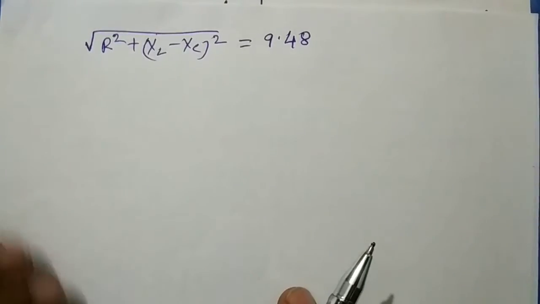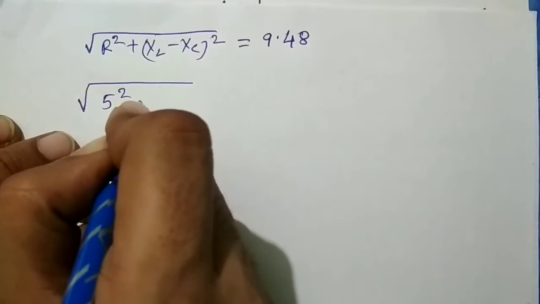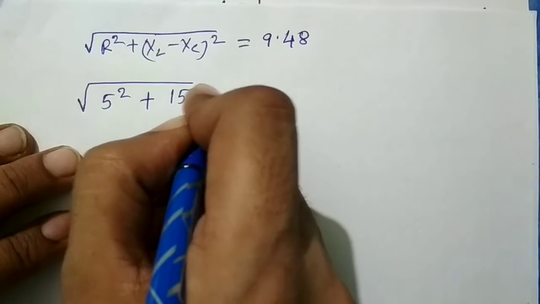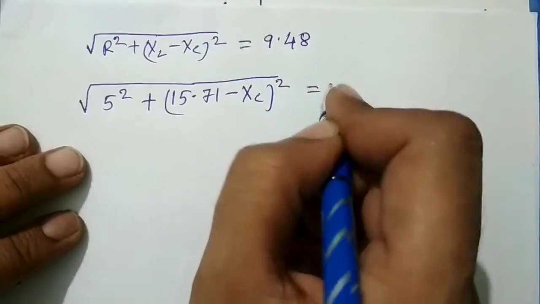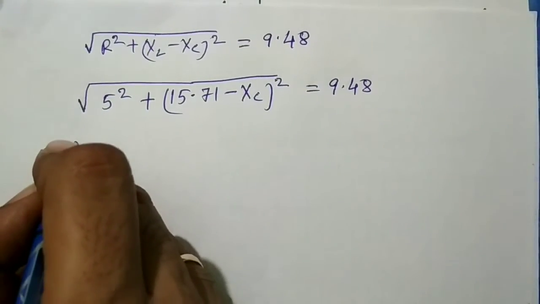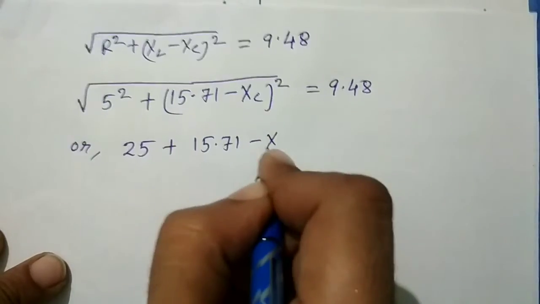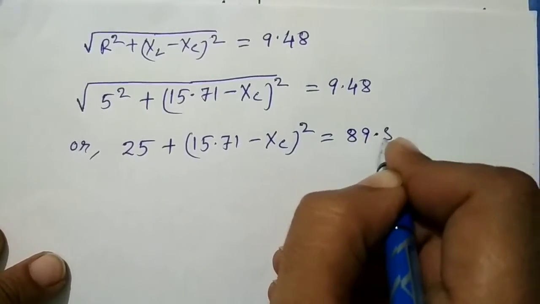Now we can put the values. R is 5, so it will be 5 square plus XL is calculated, that is 15.71 minus XC whole square, it is equal to 9.48, or 25 plus 15.71 minus XC whole square is equal to 89.87.